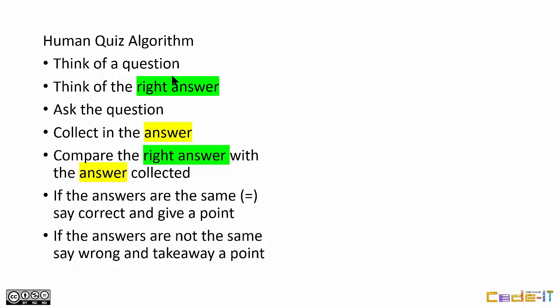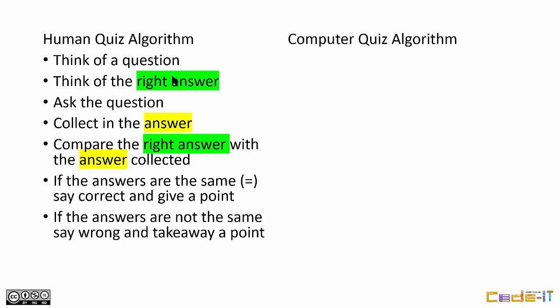It's giving them some understanding of what's going on underneath it before we even get into any of the code. Okay, so let's go through this computer quiz algorithm. First of all, we actually have to create a variable called score, and this is going to hold those points that we talked about earlier.